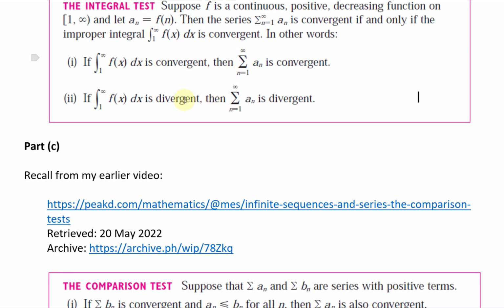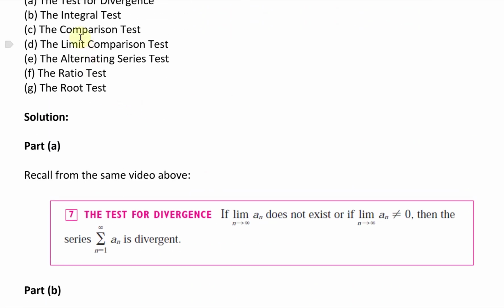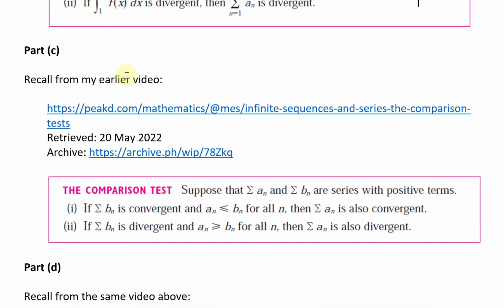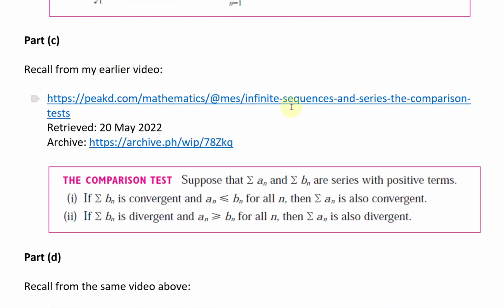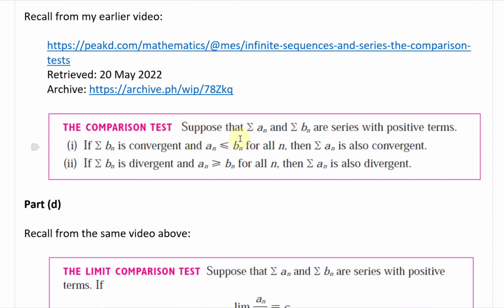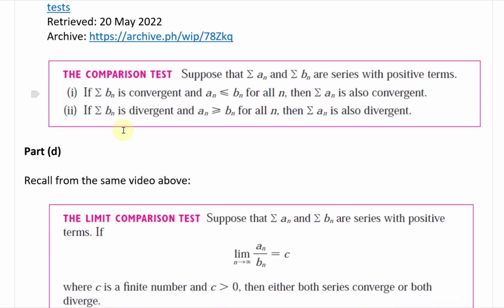Yes, very interesting. Now let's look at part C, the comparison test. Recall from my earlier videos, a different video, this is the comparison test. Suppose that the series summation of an and the summation of bn are series with positive terms. If the summation of bn is convergent, and an is less than or equal to bn for all n, so these terms are always smaller than this one, and this bn series is convergent.